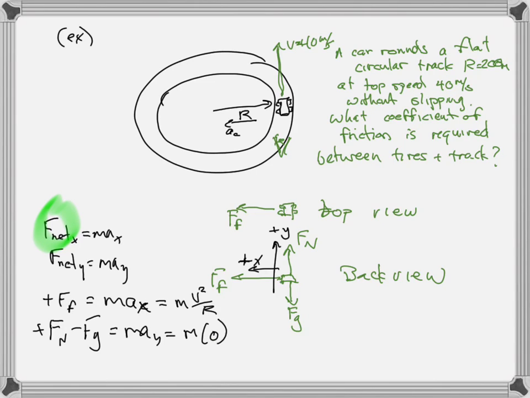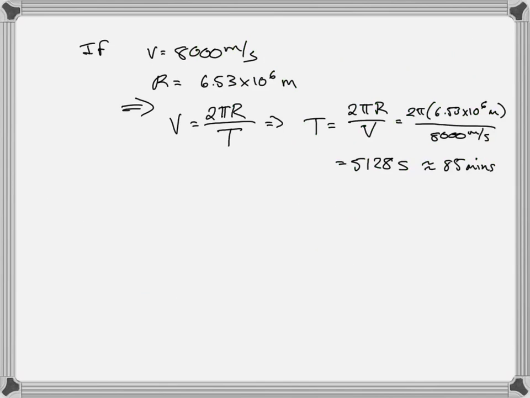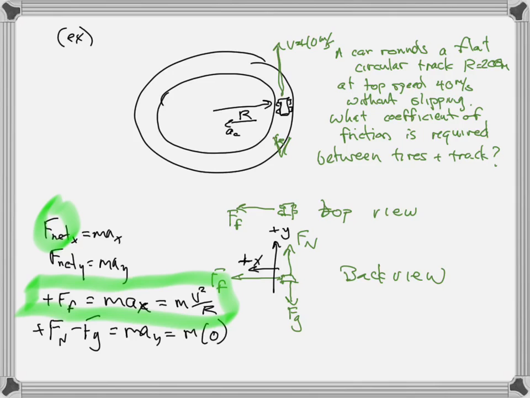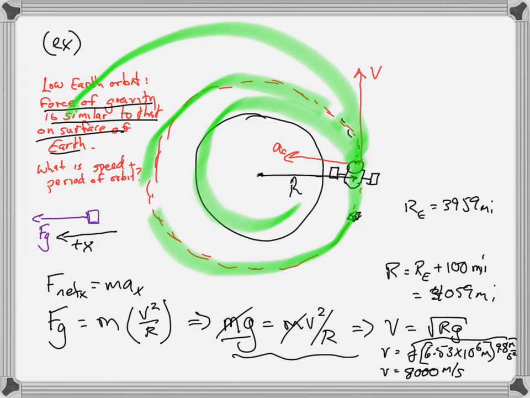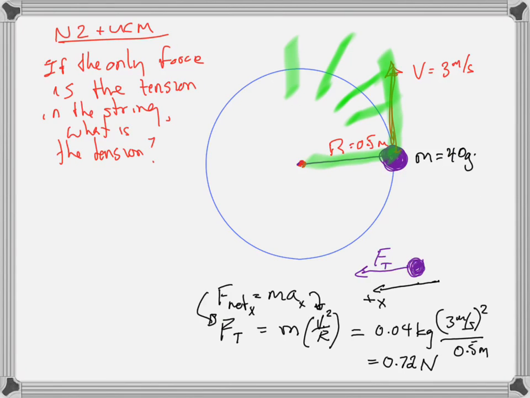It's not moving up or down. So therefore, I want to point out that we do have a y direction here, which we didn't in the last two problems, but in the x direction, it's exactly the same equation every time. It was a single force keeping it in a circle that is equal to mv squared over r.